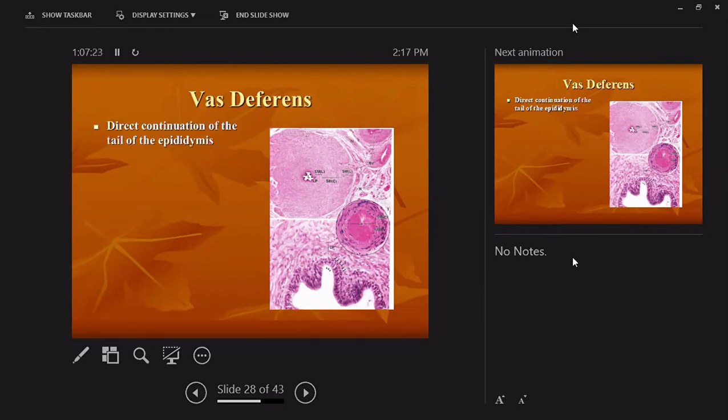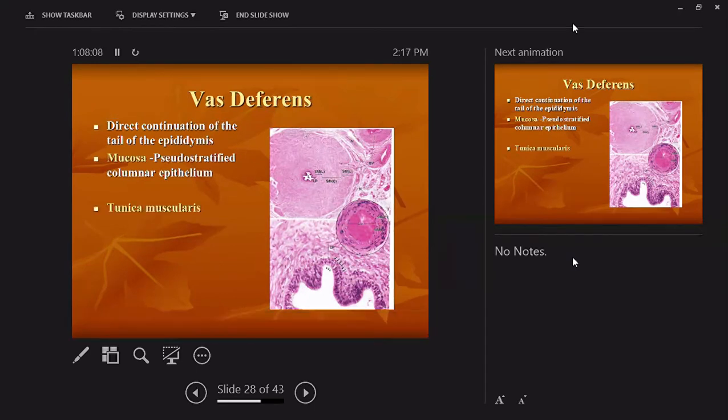Vas deferens. Direct continuation of the tail of the epididymis. Okay. Mucosa is pseudostratified columnar epithelium, the same as your epididymis, except there are no stereocilia, okay. Pseudostratified columnar epithelium. Okay, so from now on, all the lining will be pseudostratified columnar epithelium until we reach the penis, no? Where there would be changes.